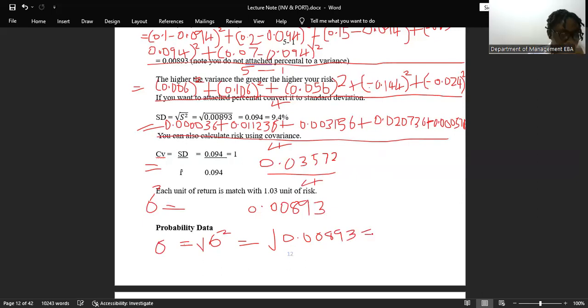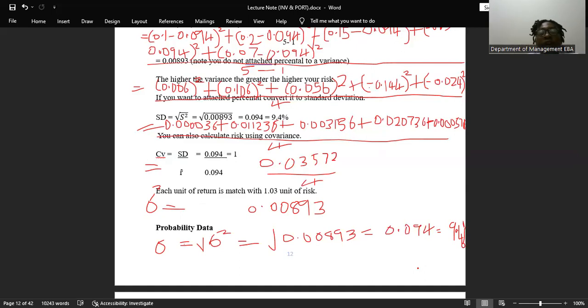Okay. So now when we do the root of 0.00893, we get 0.094. Okay, all right. Now standard deviation can be put in percentile form, so you can also write it 9.4 percent. Okay, so that is it.